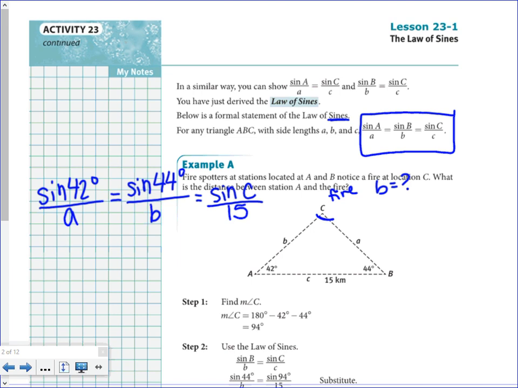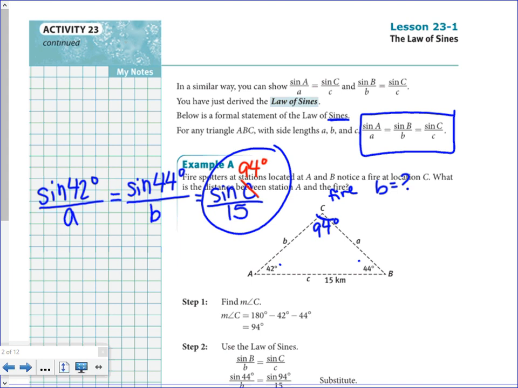Angle C. Since we know angle 42 and angle 44, we can say 180 minus 42 minus 44, and then angle C would be 94 degrees. So some of you may have already noticed that angle C is actually 94 degrees. And that's great. If you notice it to start with, go ahead and fill it in. So now we have one ratio that has both of our numbers, the 94 and the 15. So we are definitely going to want to use that one.